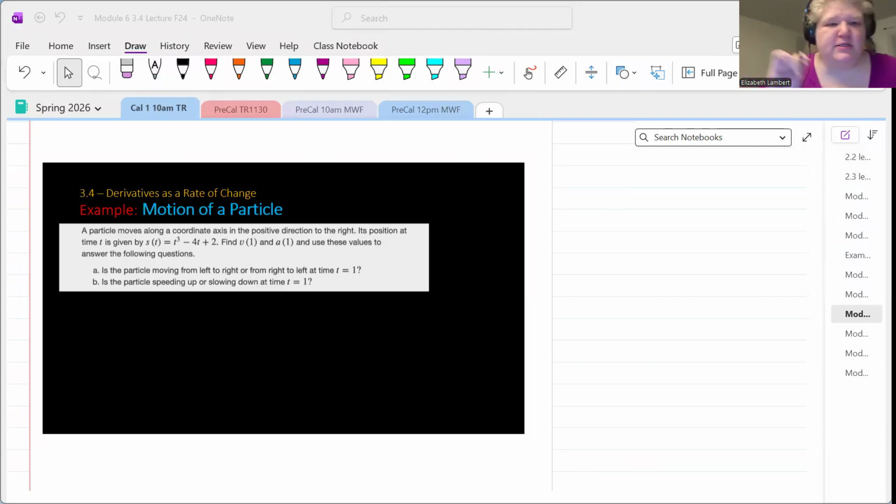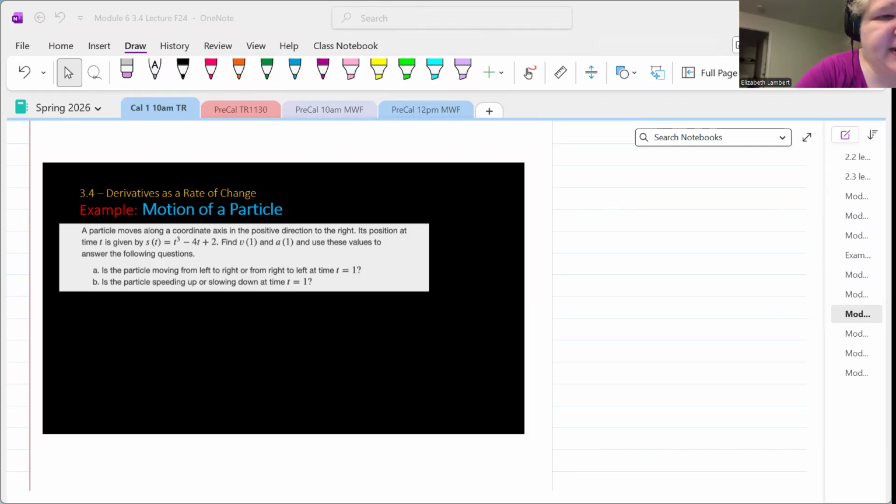All right, so finishing up, we've got a few more examples on derivatives as a rate of change. Now these are very similar to WebWork homework problems you guys are going to have. So here our setup is a particle moves along a coordinate axis in the positive direction to the right. Its position at time t is given by blah. We're going to find the velocity at 1 and the acceleration at 1, and then we're going to answer questions.